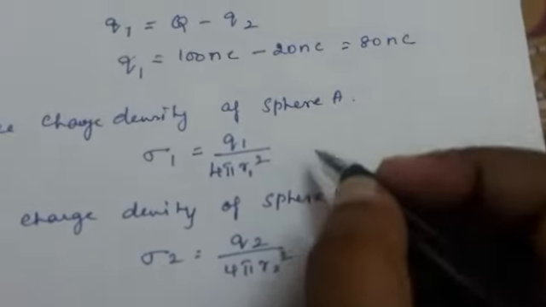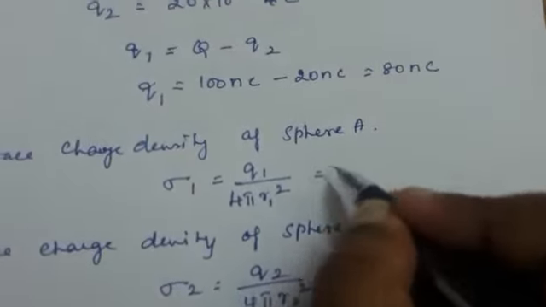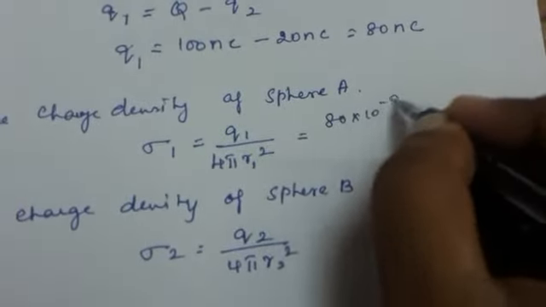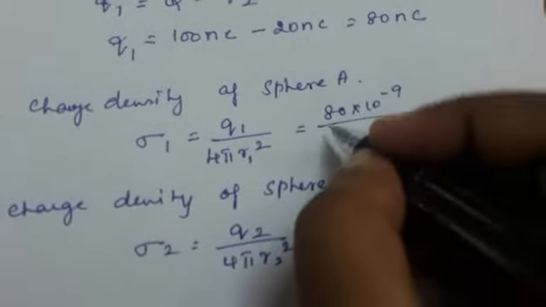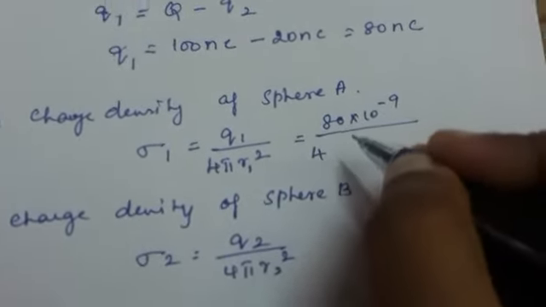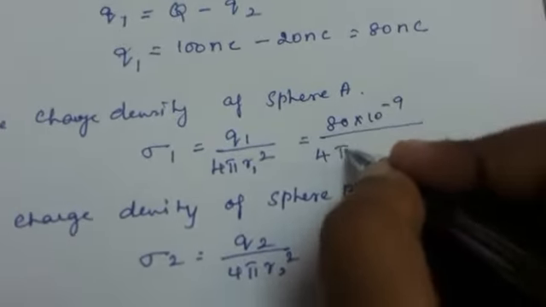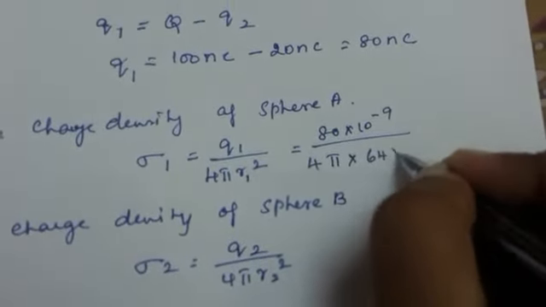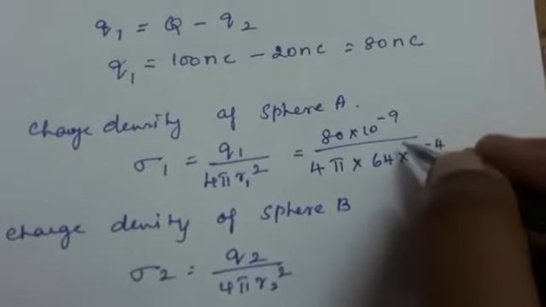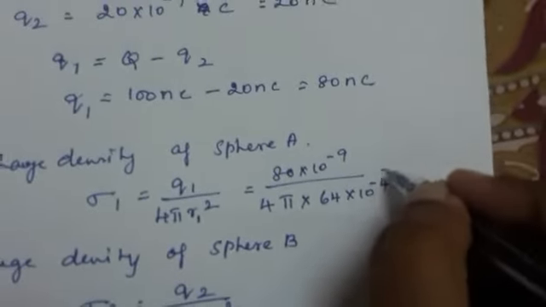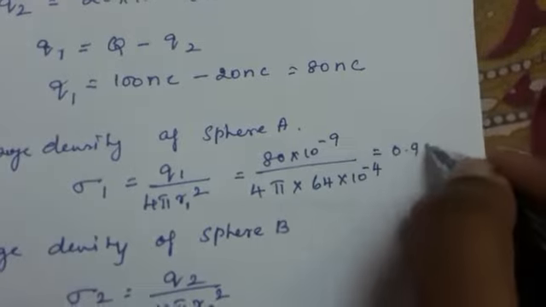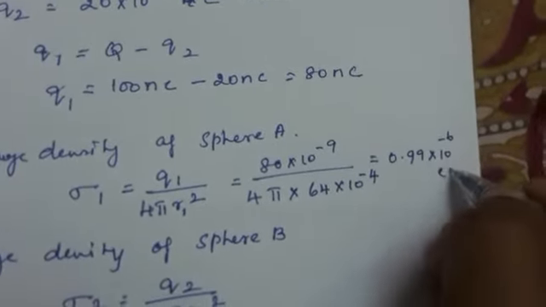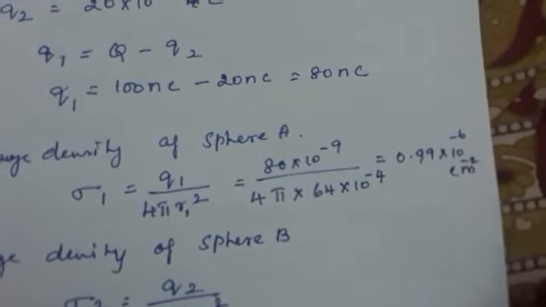Okay. Now we can find out these values. Here itself we can substitute and find it out. What is the value of Q1? Q1 is 80 nanocoulomb. So it is 80 into 10 raised to minus 9 divided by 4 into pi into r square. 4 pi into what is your r? Here r is 8. So 8 square is 64 into 10 raised to minus 4. Okay. If you do this calculation, you will be getting the value as 0.99 into 10 raised to minus 6. The unit here is coulomb meter square per meter square.